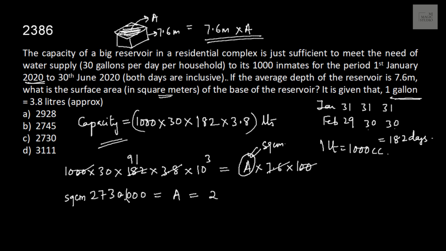How many zeros do we have? 1, 2, 3, 4, 5. We'll take out 4 zeros. So this will be 2730 square meter, the area of the base. 2730 is in option C.